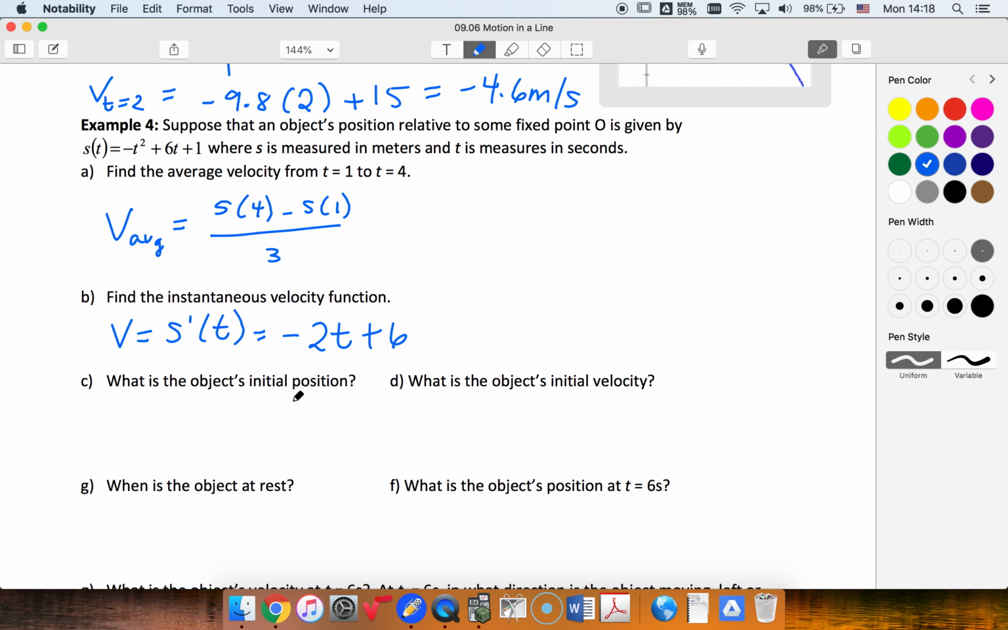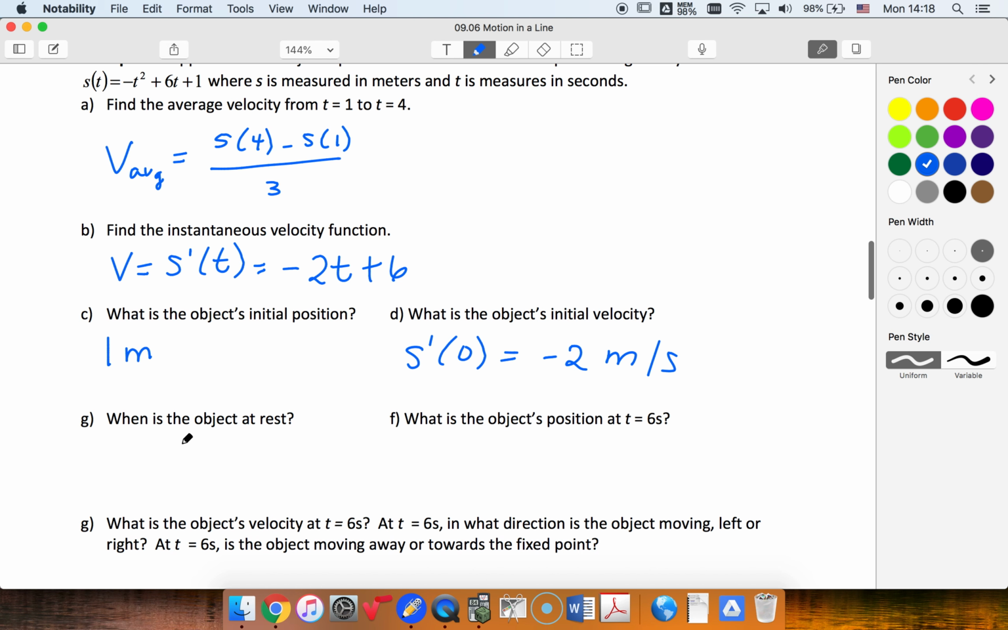Initial position, that's where I'm starting. So I'm starting 1 meter away, either above it or to the right of it. We don't know, we weren't told. Initial velocity, so that's going to be s prime of 0. So my initial velocity is negative 2 meters per second.